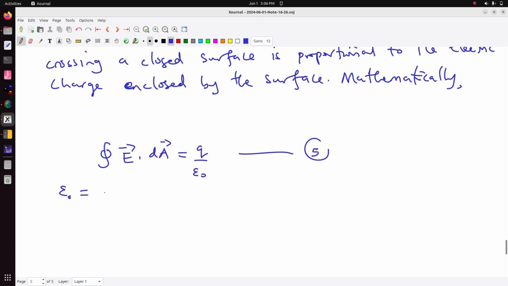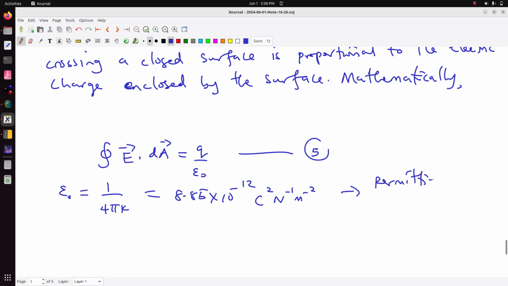This epsilon naught is the permittivity of free space, and it is 1 over 4 pi k, which equals approximately 8.85 times 10 to the minus 12 coulomb squared per Newton per meter squared. So it is called the permittivity of free space or vacuum, and this is the approximate value.